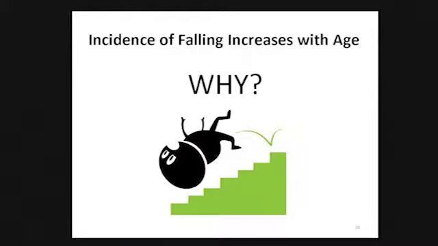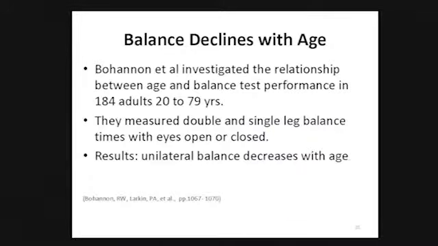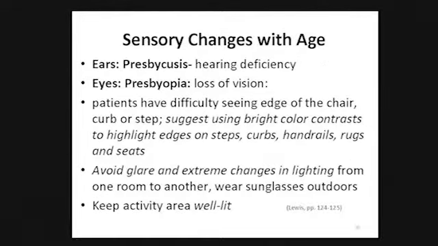Why do we fall more as we age? Well, we talked about some of the sensory systems. Bohannon, of course, showed that balance indeed does decline with age. They looked at people standing on one leg, standing on two legs, eyes open, eyes closed, typical testing. And they said, yes, the ability to stand on one leg decreases with age across the board. What else changes? How about the vision? We mentioned the vision. How about hearing? Hearing loss, presbycusis. We don't hear as well. Presbyopia, loss of vision. We talked about the contrast sensitivity.